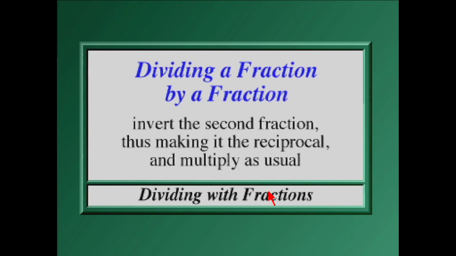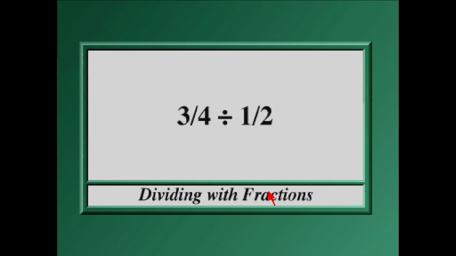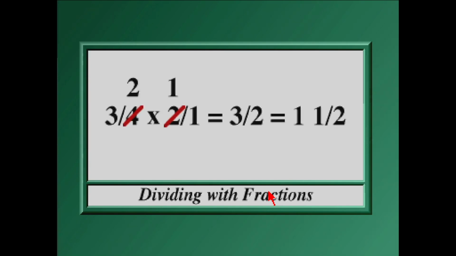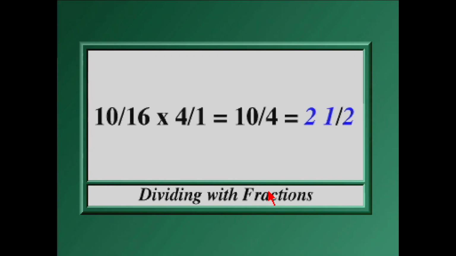To divide a fraction by a fraction, invert the second fraction, thus making it the reciprocal, and multiply as usual. For example, divide 3/4 by 1/2. The reciprocal of 1/2 is 2 over 1. 3/4 times 2 over 1 equals 3 over 2, or 1 1/2. To divide 10/16 by 1/4, invert the 1/4 and multiply. 10/16 times 4 over 1 equals 10/4, or 2 1/2.